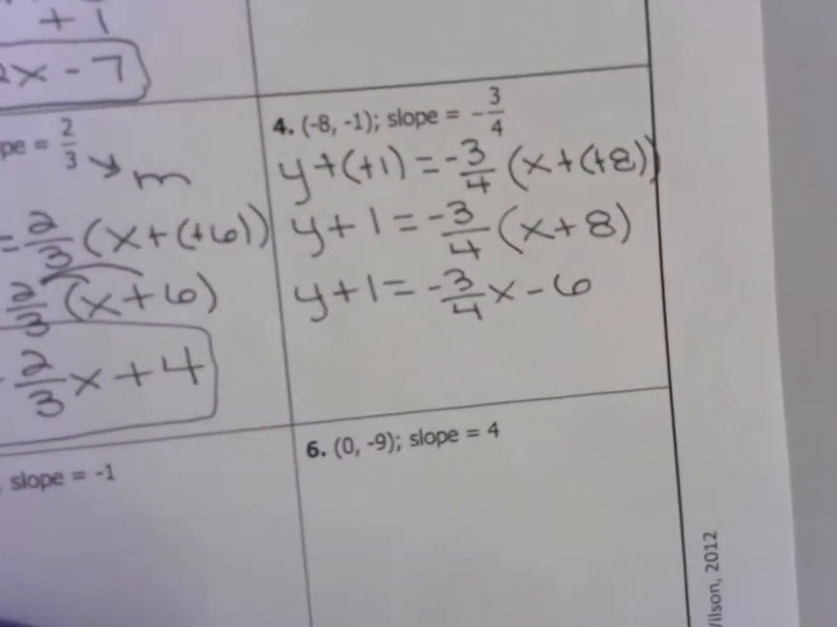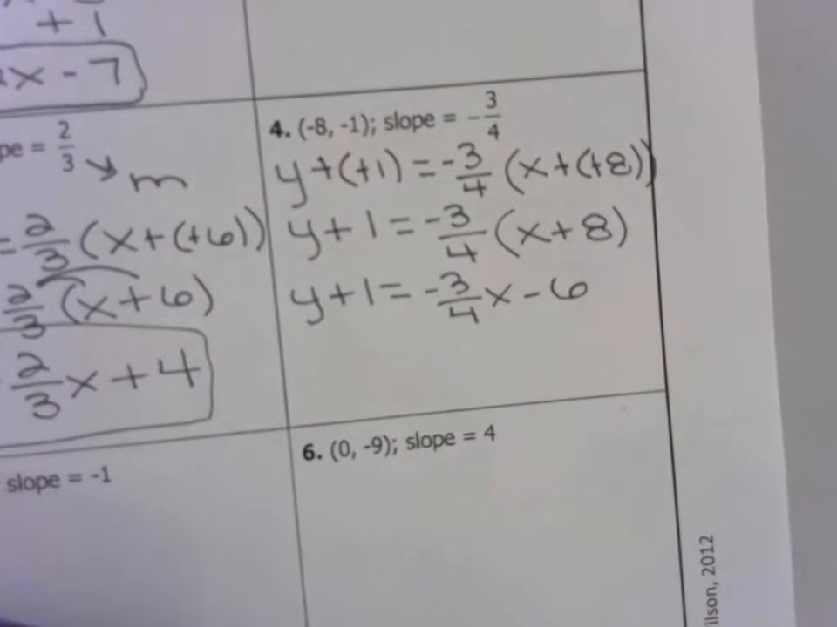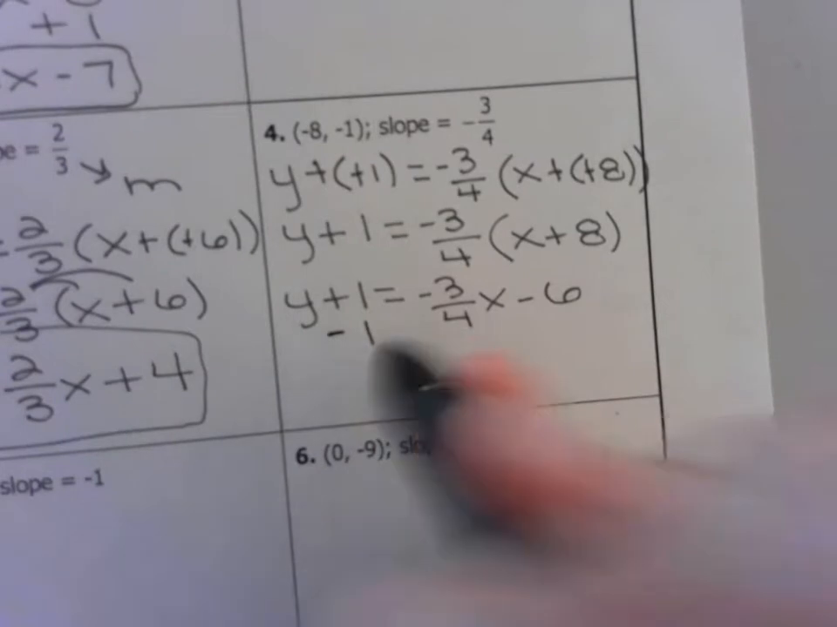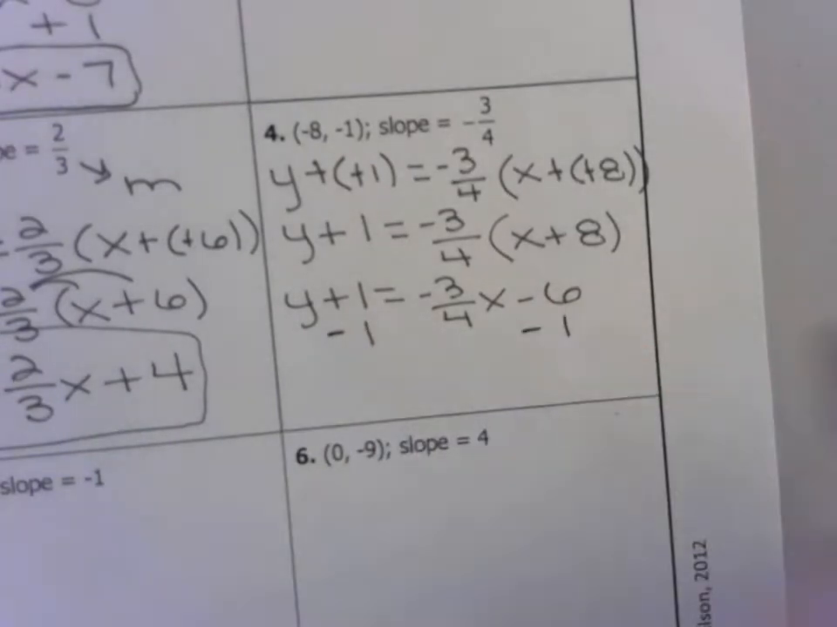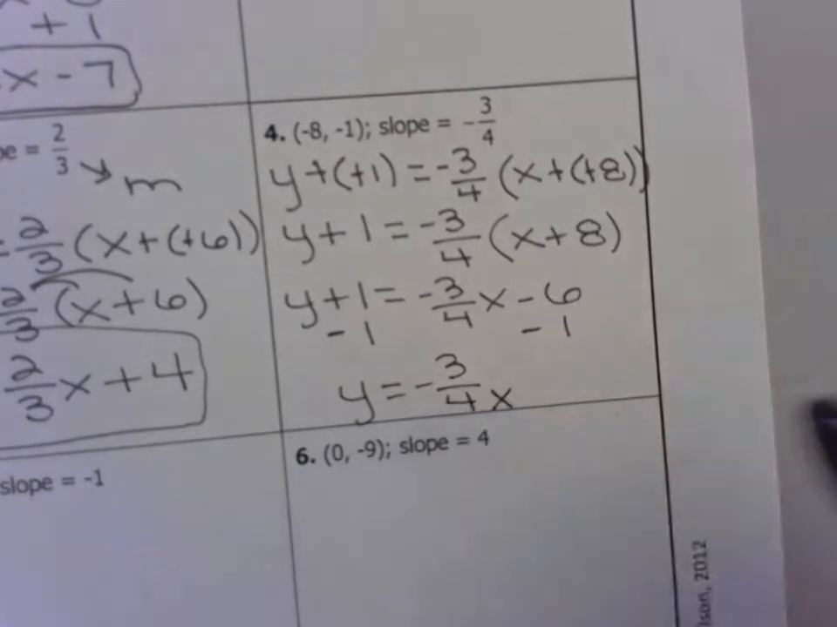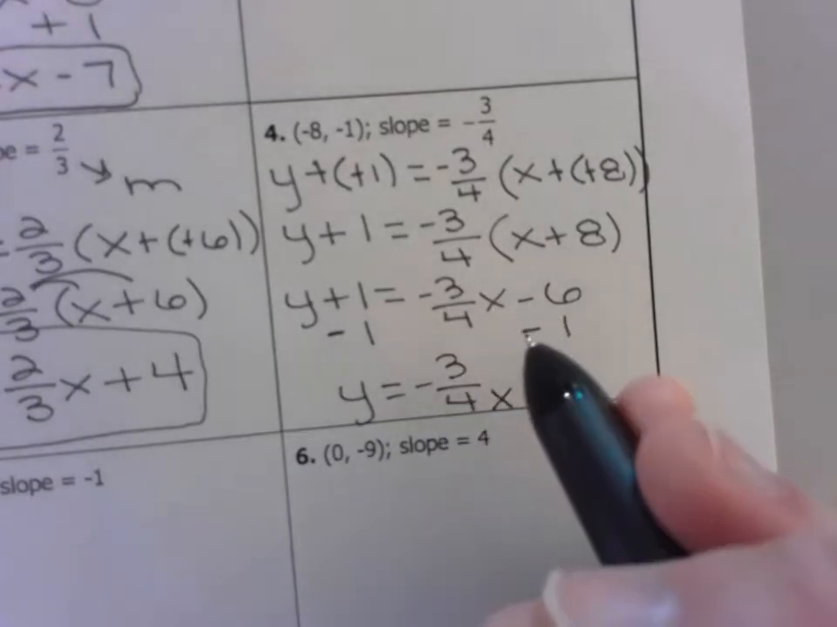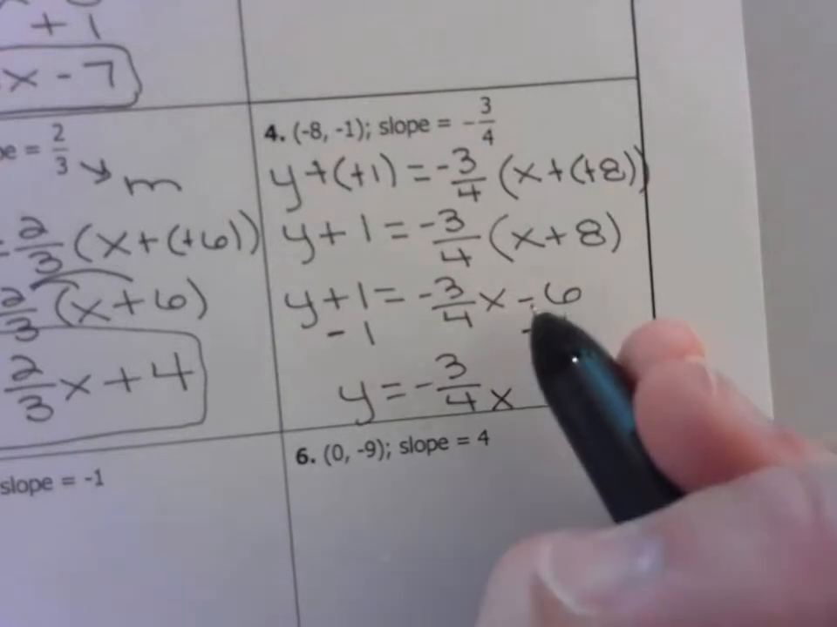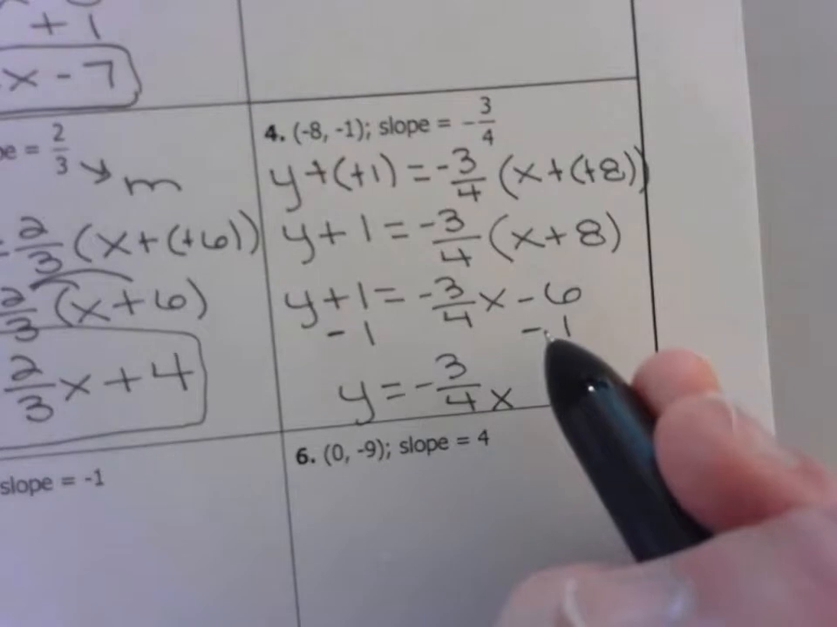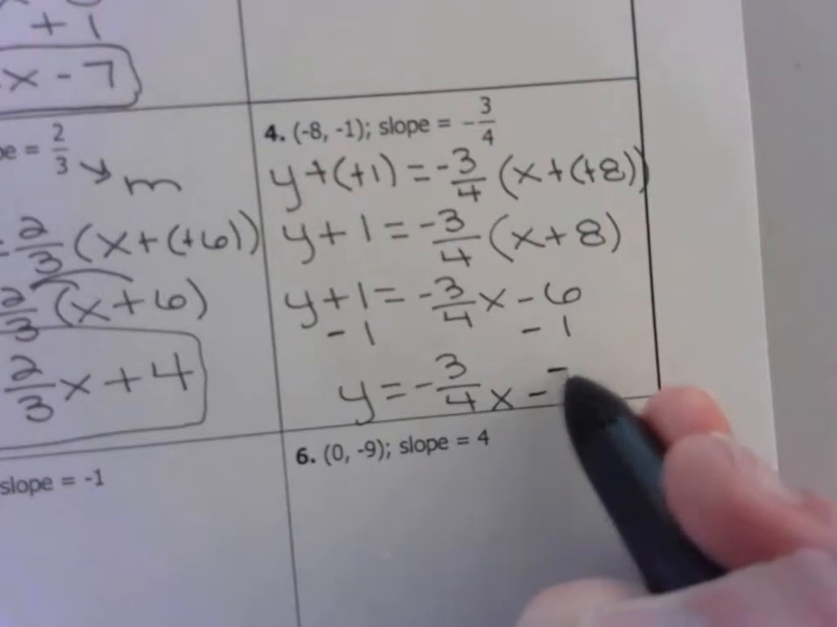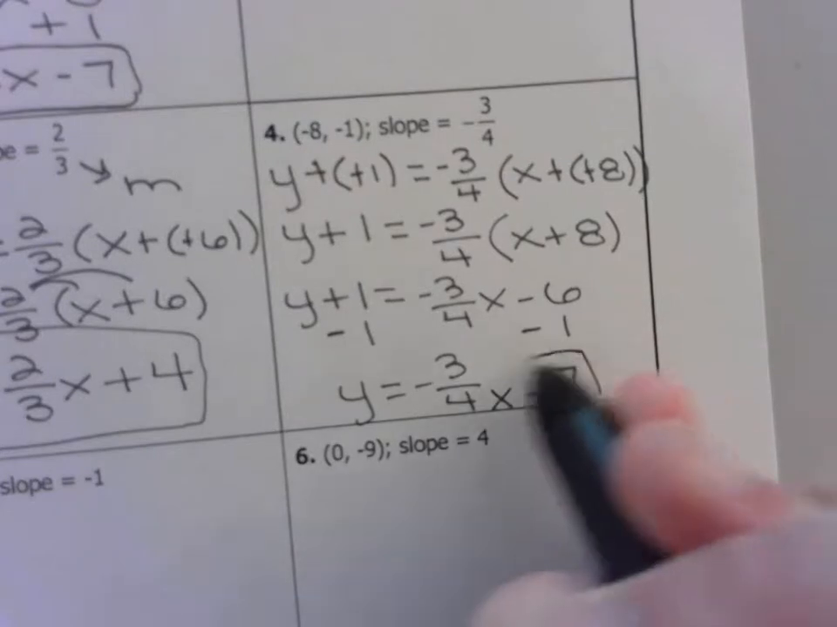Now this is not solved for y. So what do I need to do to solve for y? Subtract 1. Y equals -3/4 x. -6 minus 1. What? Negative 6 minus 1 is negative what? Negative 7. Okay, good.